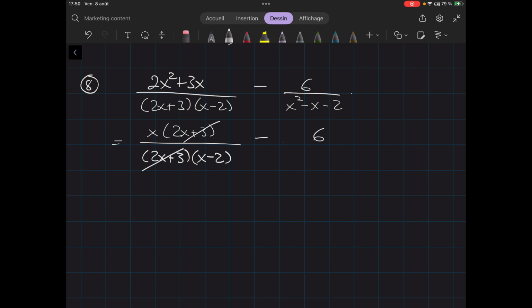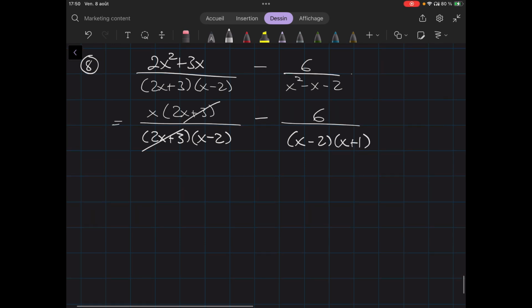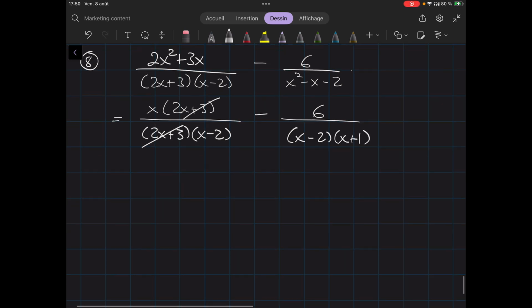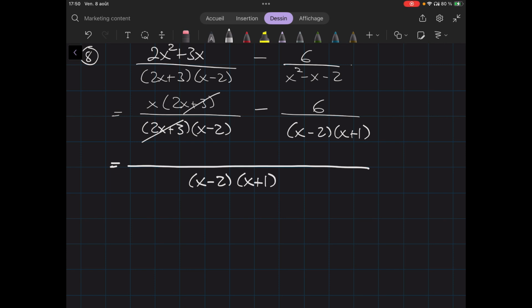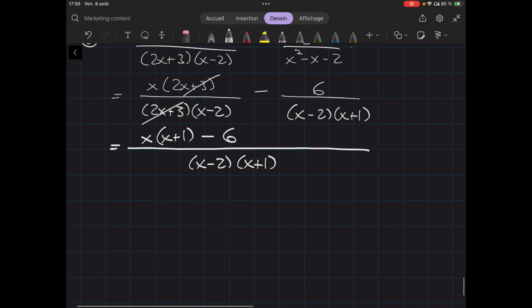For the second term, we can factorize the denominator. And now we are ready to add the two fractions. The common denominator here is going to be x minus 2 times x plus 1. So to add the two fractions, you got to multiply x plus 1 to the first term and do nothing to the second term.